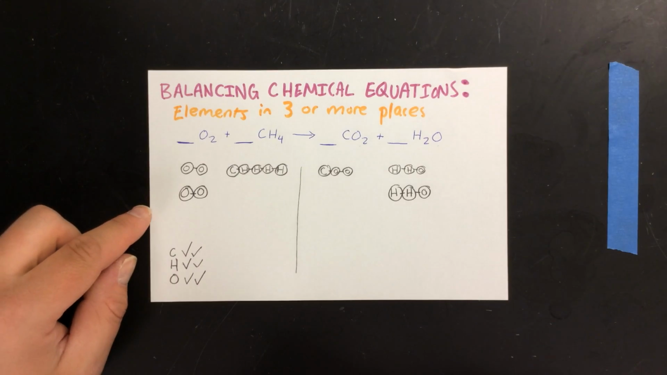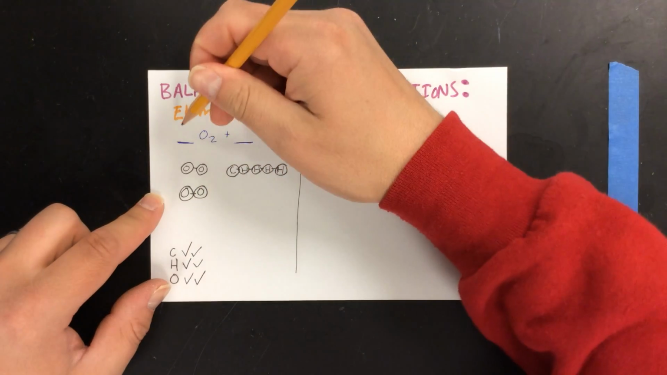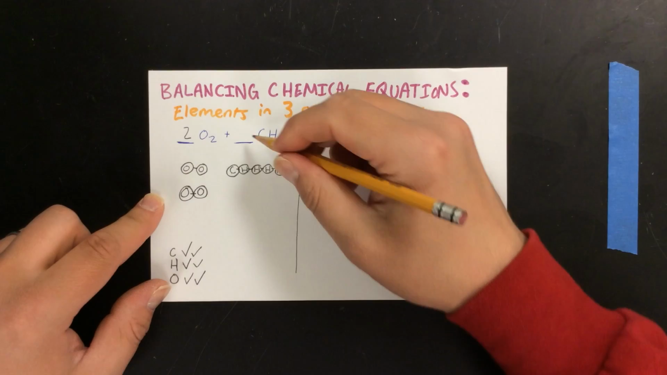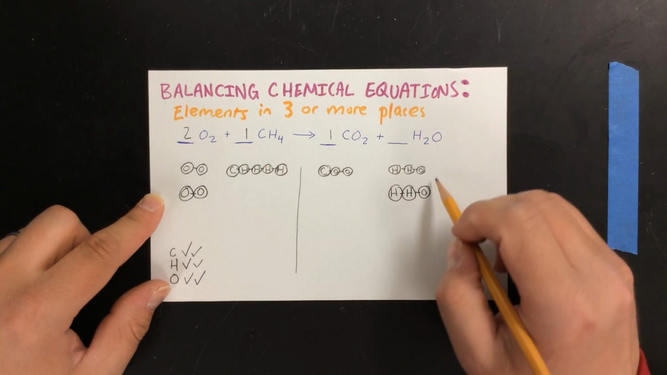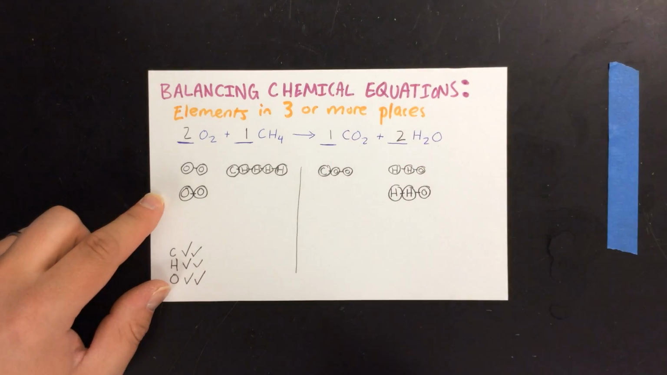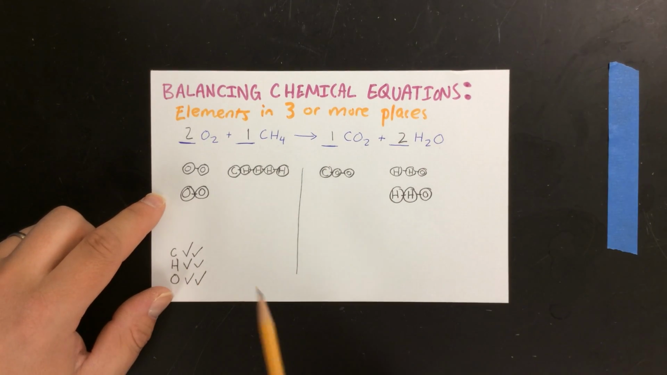And last but not least, let's fill in those coefficients. I have 2 sets of O2, 1 set of CH4, 1 set of CO2, and 2 sets of H2O. So my coefficients would be 2, 1, 1, 2.